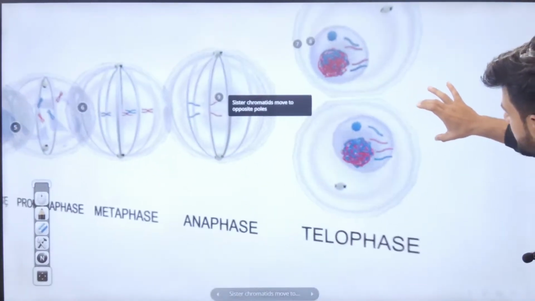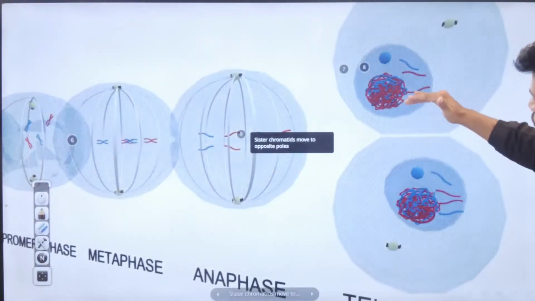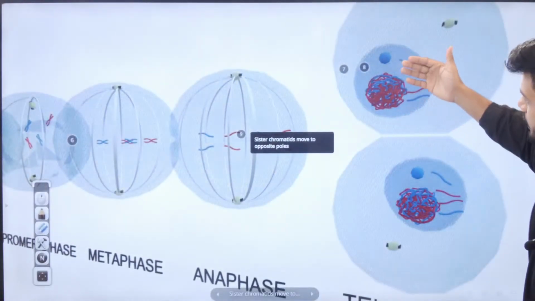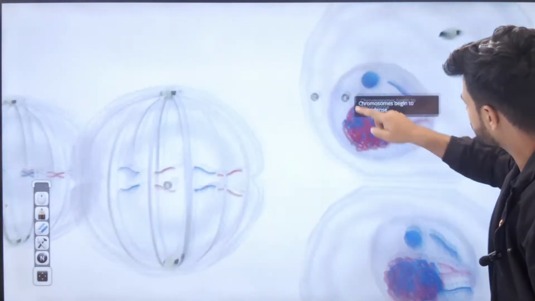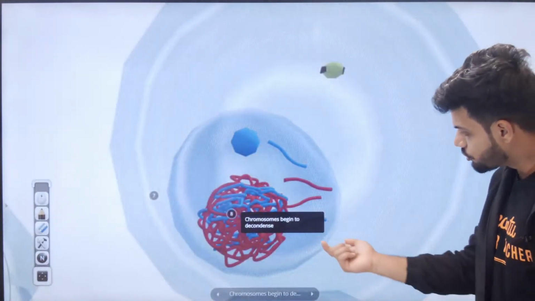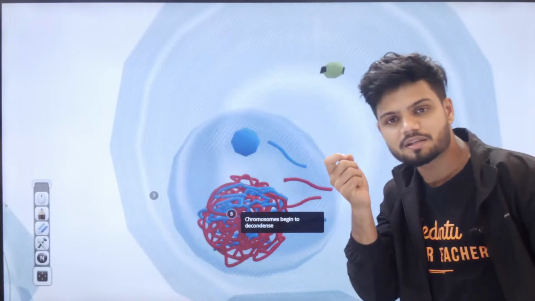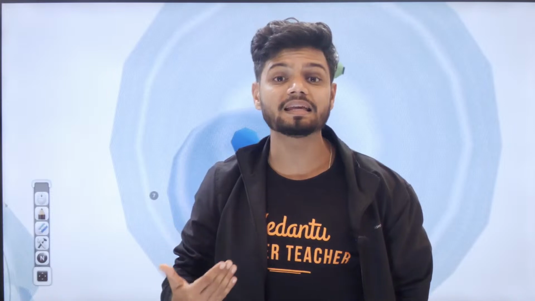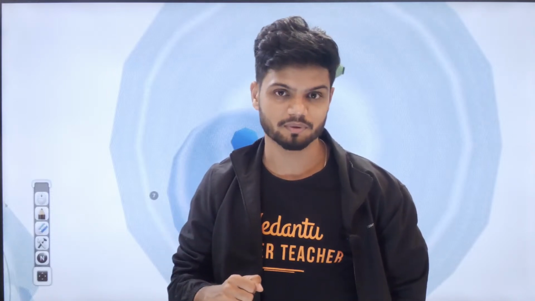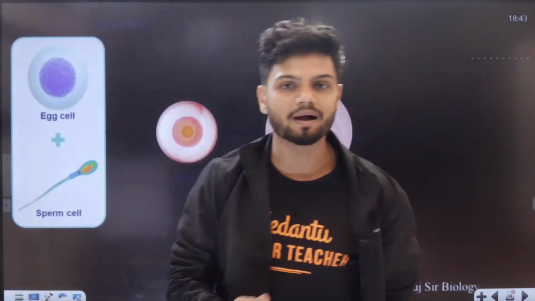Can you see? In telophase, half of the chromatids are on this side, half of the chromatids on this side. Single stranded, single stranded. And can you see here, the nuclear envelope is reappearing? That is the best part about telophase. So that is the entire mitosis.